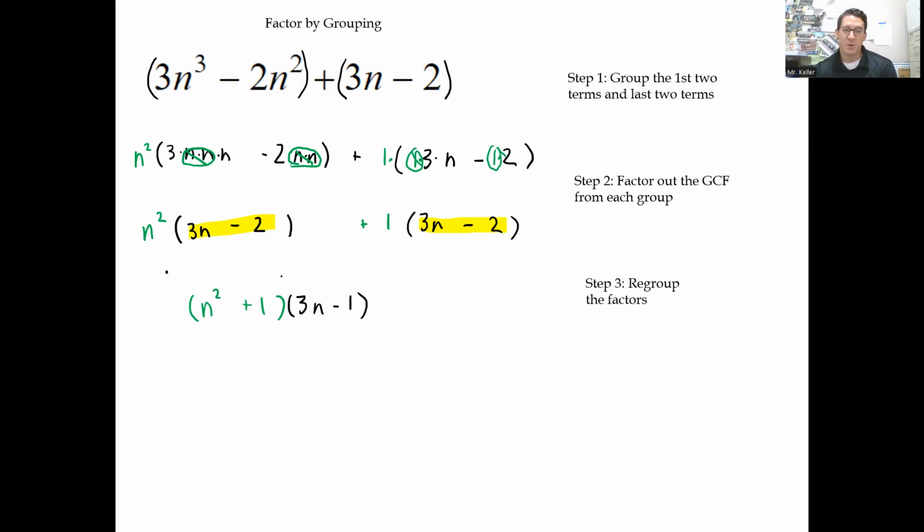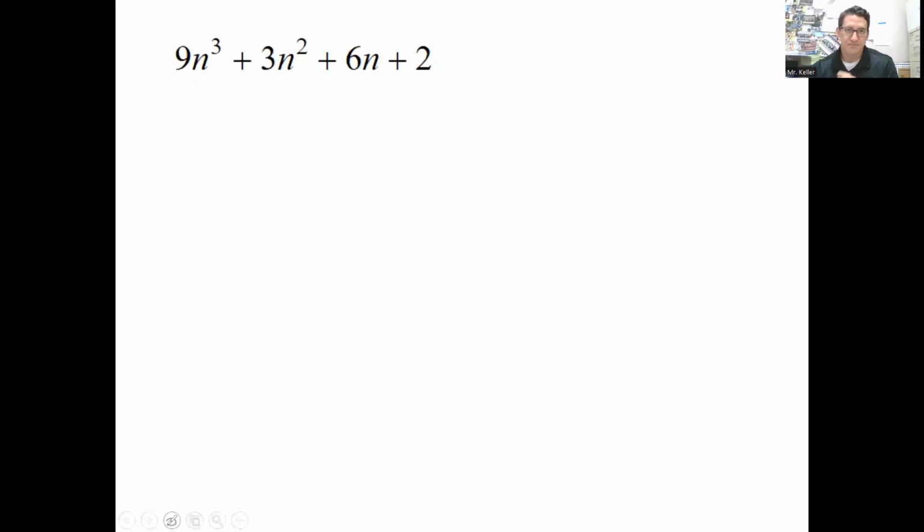If we were to distribute this, so n squared times 3n is 3n cubed, n squared times -2 would be -2n squared, and then 1 times 3n is 3n, 1 times -2. So it's that split and distribute backwards that we did with the multiplying part. It's that split and distribute backwards. So let's do another example.